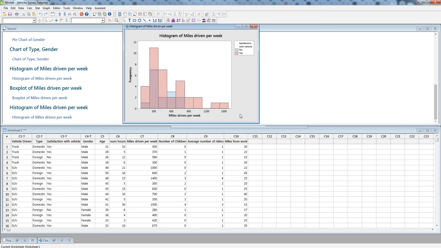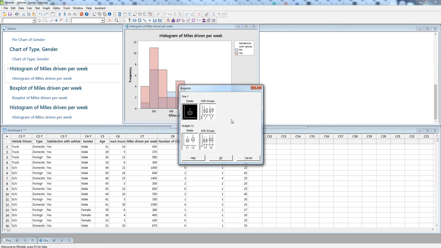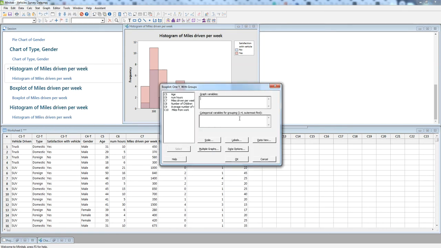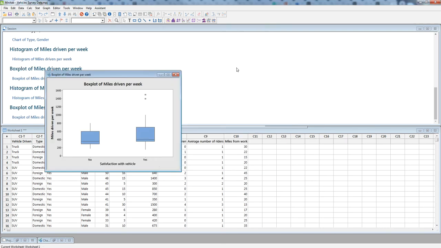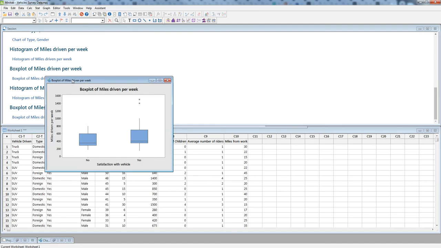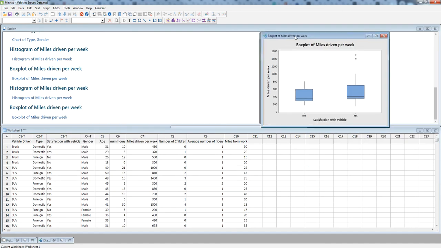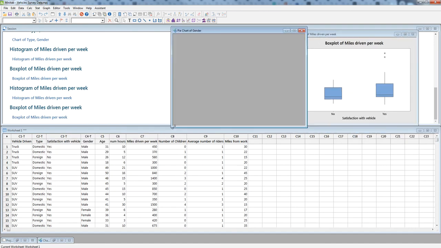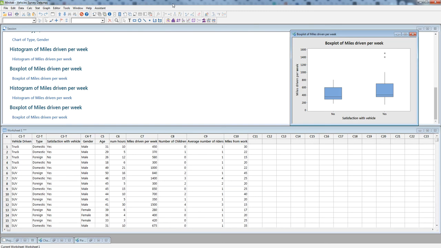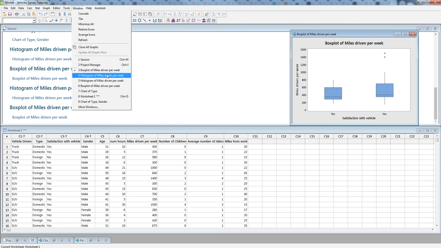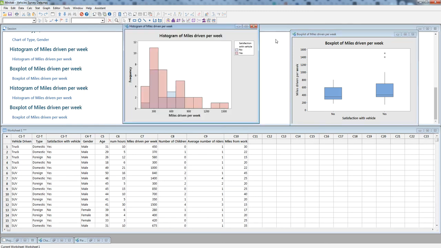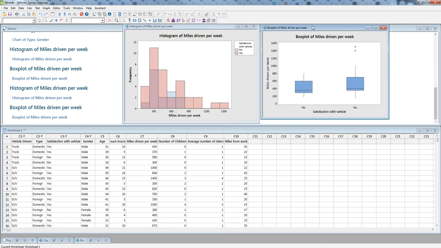When I'm dissatisfied like this, I usually go to box plots next. Let's see what happens if I make more than one box plot with these groups. So same thing, miles per week. Man, I'm going kind of fast. I should slow down. Satisfaction to separate. Let's throw both up there. Does it look like the pink stuff's bigger? Uh-oh. I need my other graph back. Where did it go? That's the pie chart. All right. Window. Where's my histogram of miles per week? There we go. Let's line these two up next to each other.